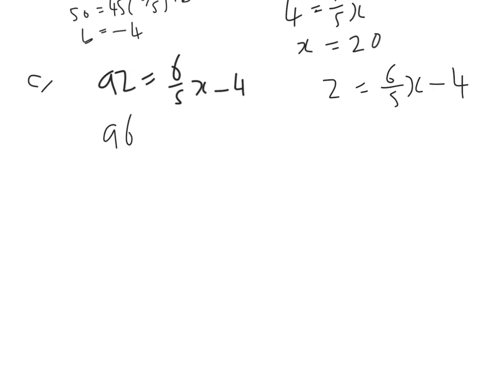So solving them, 96 is 6/5 of x, and 6 is 6/5 of x. That would give you 5 for the smallest value, and then 96 divided by 6 times 5, 80 would be the largest value.